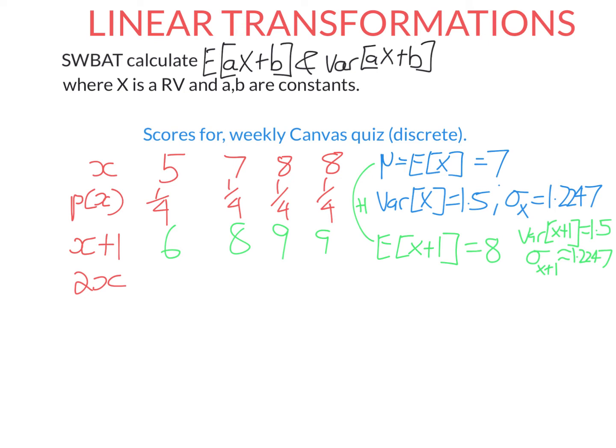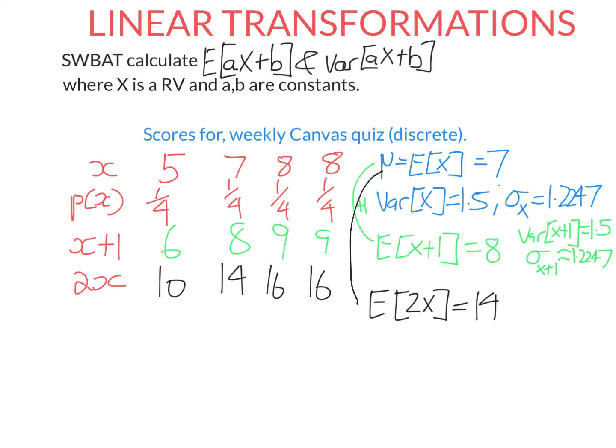So what about if, because I absolutely love this class, I decide to double everyone's scores? Well then, the new scores would be 10, 14, 16, and 16. If I find the mean of these 4 scores, turns out I get 14. So when I've doubled each score, I've actually doubled the mean. So what would happen to the variance of these scores? Don't worry how I calculate it, but I end up getting a variance of 6.